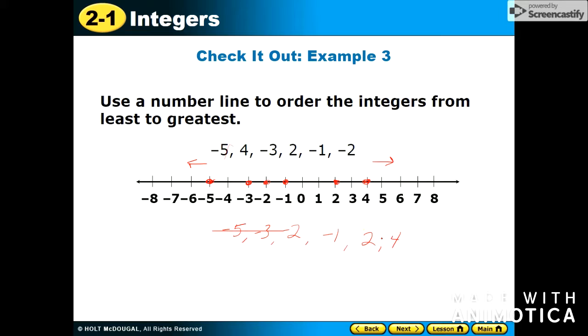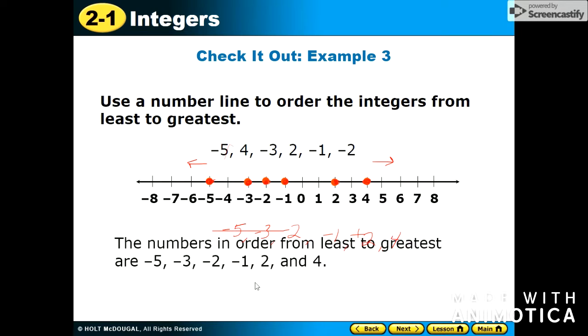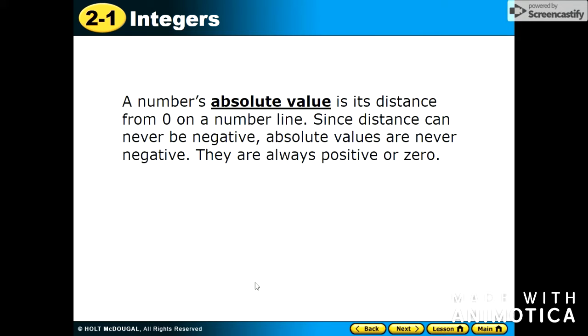Notice how when I write my positive numbers, I don't have to put positive 2. When you just see a number with no sign in front of it, we assume it's positive, so you don't have to write the positive. If it's negative, though, you definitely have to write it. There we go. Perfect, they got the same answer as I did.